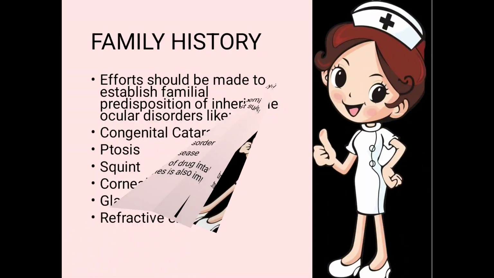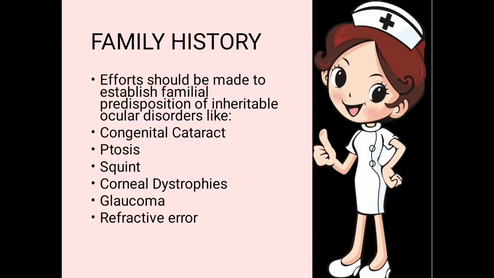Next one is family history. Efforts should be made to establish familial predisposition of inheritable ocular disorders. Family history is again very important because some diseases pass on from generation to generation, and it is important for family members to know if it is hereditary, so that they can take precautions. For example, congenital cataract: if a patient has a cataract by birth, there are chances that it will pass on to the next generation.